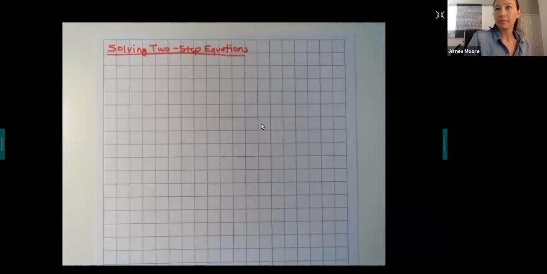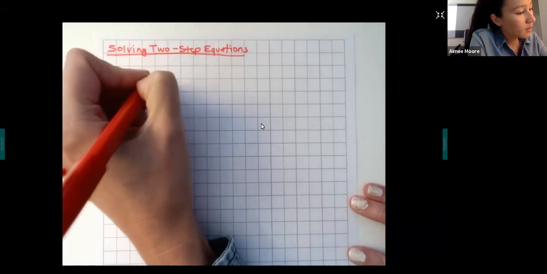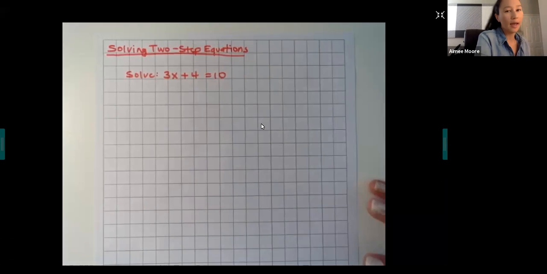Okay, so solving two-step equations. Solve 3x plus 4 equals 10.